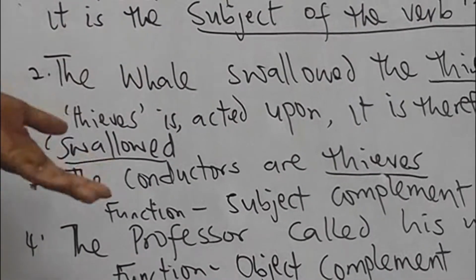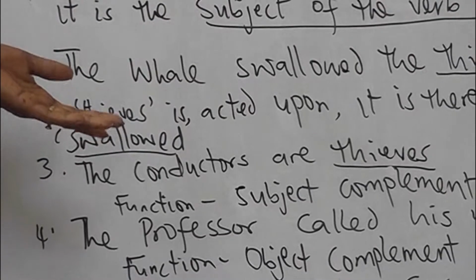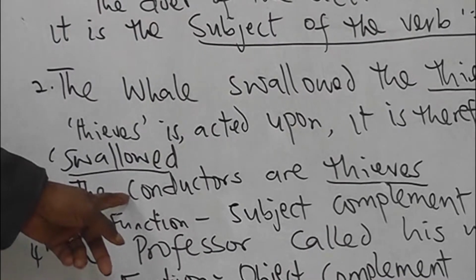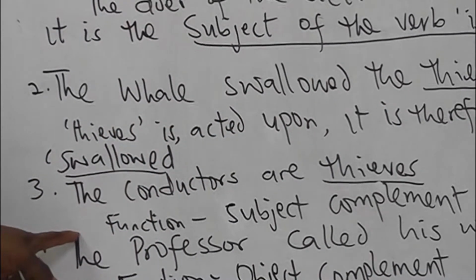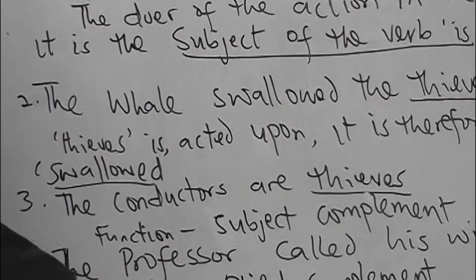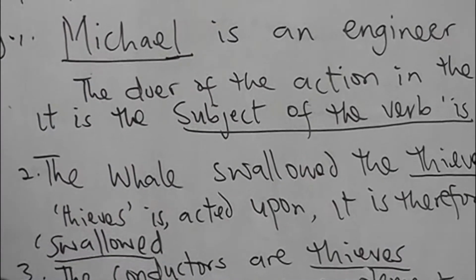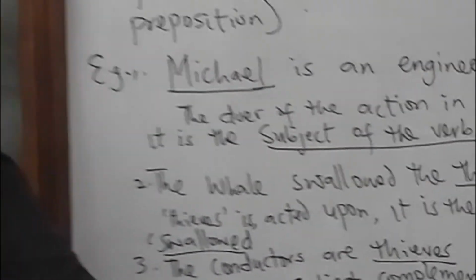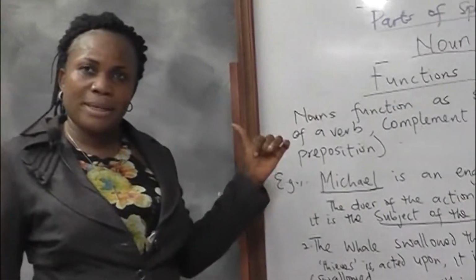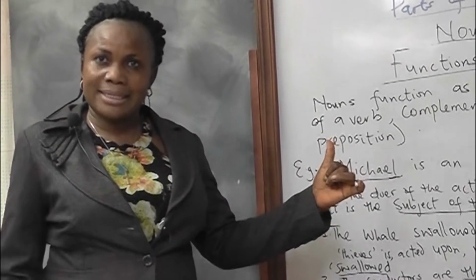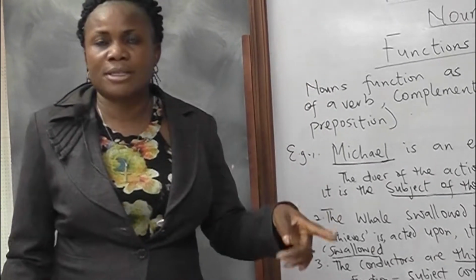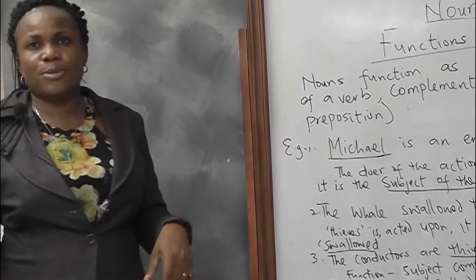So you have the conductors are thieves. Who are thieves? The conductors. Just ask that question in your head. Who are thieves? The conductors. And the conductors are, now here is the subject. So this is subject complement. Mrs. Kayode is a teacher. I underline teacher. You are only describing Mrs. Kayode. You are not telling us any information. She's not performing any action or transferring any action to anybody. So when you describe using a noun, that is subject complement. Buhari is the president. President there is subject complement because Buhari is the focus of attention in that expression.